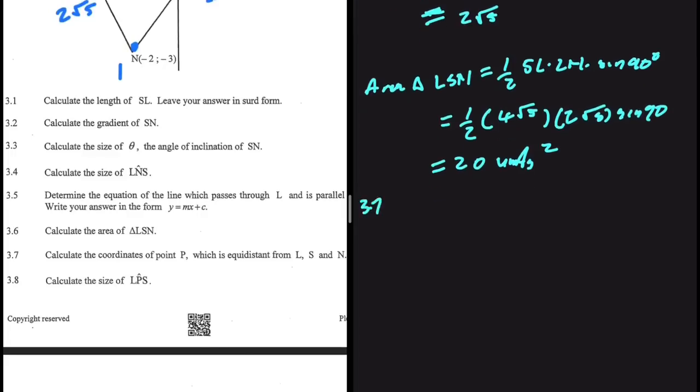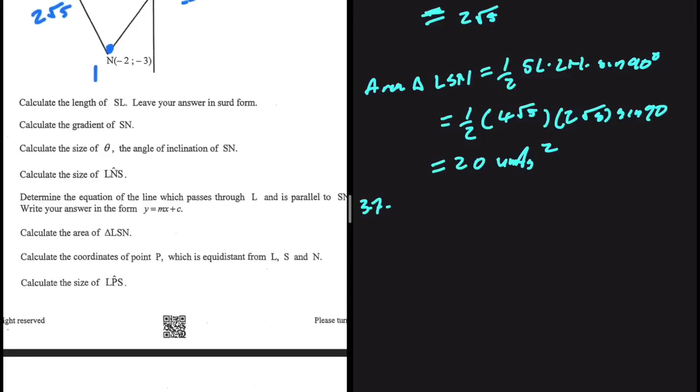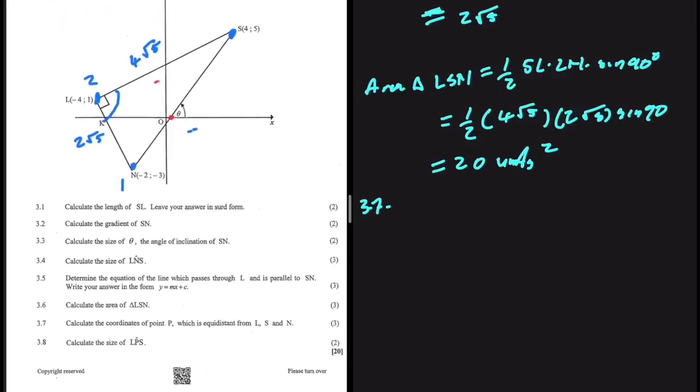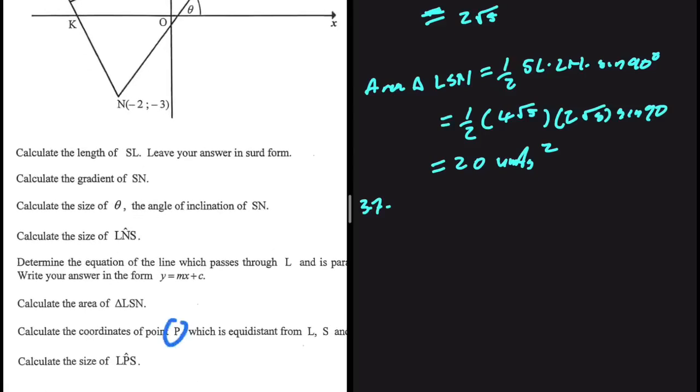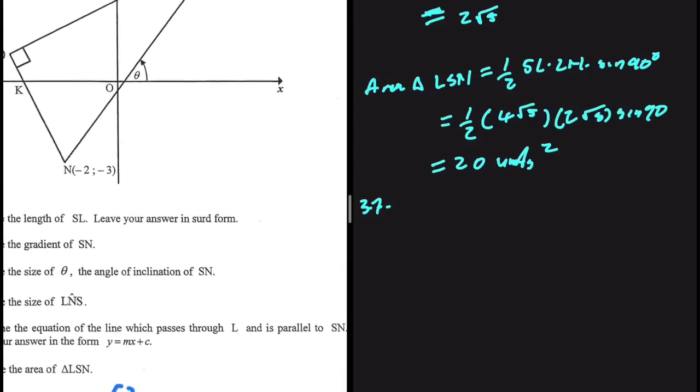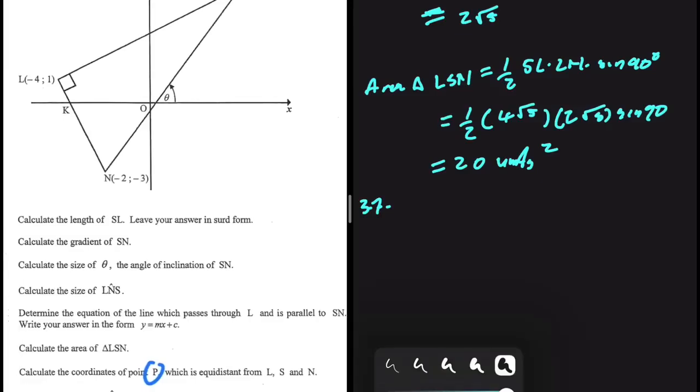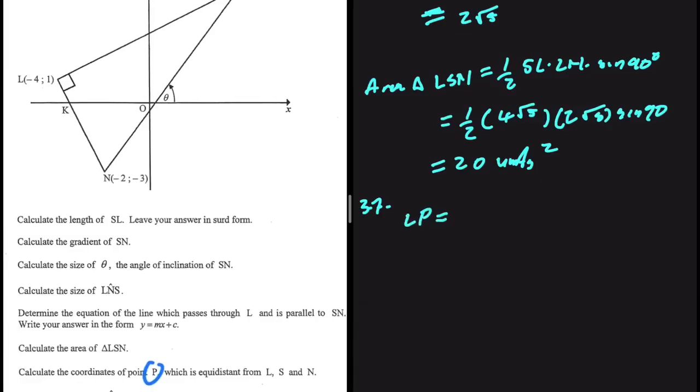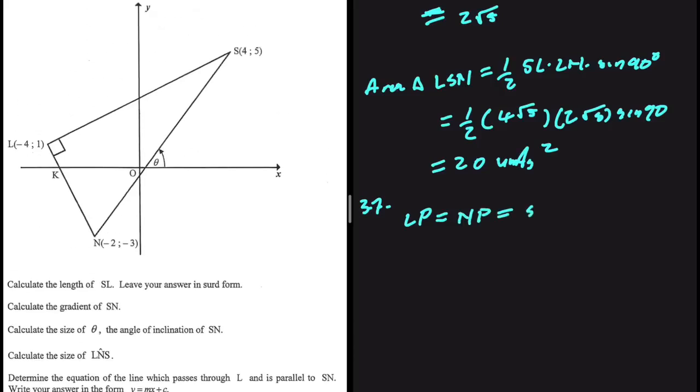And then 3.7, calculate the coordinates of P, which is equidistant from L, S, and N. I must say, I spent more time on this question than any other, because it is not a concept that is usually examined. So you want to find the coordinates of P, which is equidistant from L, S, and N. What does that mean? That means that LP should be equal to NP, and equal to SP.